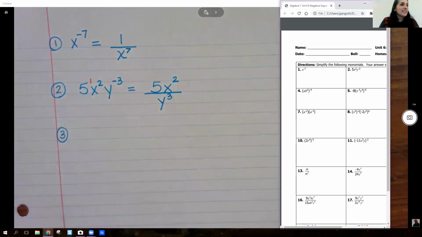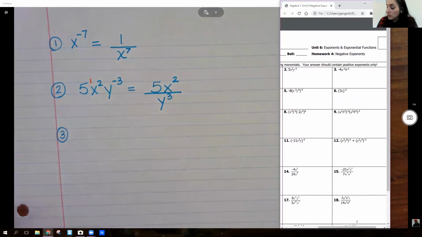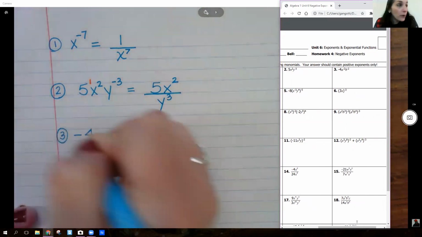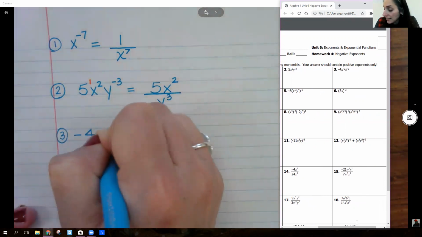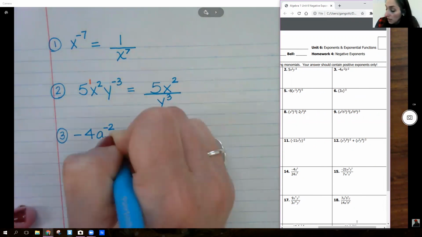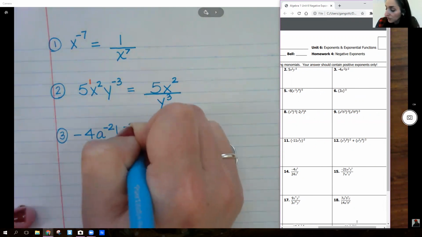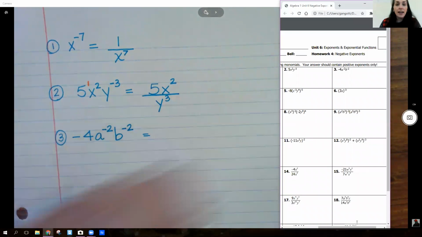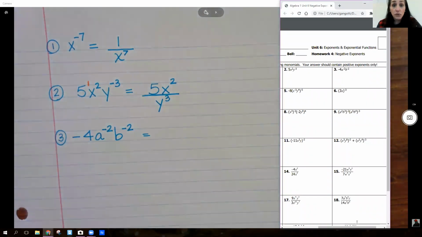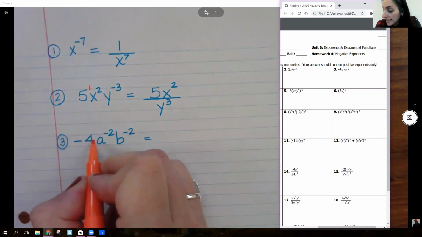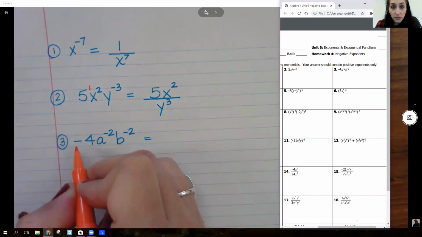All right. Let's look at number 3. I can't quite see it where I have my sheet. Here we go. So this one is -4, a to the -2, b to the -2. Now, this one's tricky, and I usually catch students on this kind of problem because they see lots of negative signs. So they think they have to do something with all those negative signs. Do what we did in the last problem. Remember, this -4 right here has an exponent.